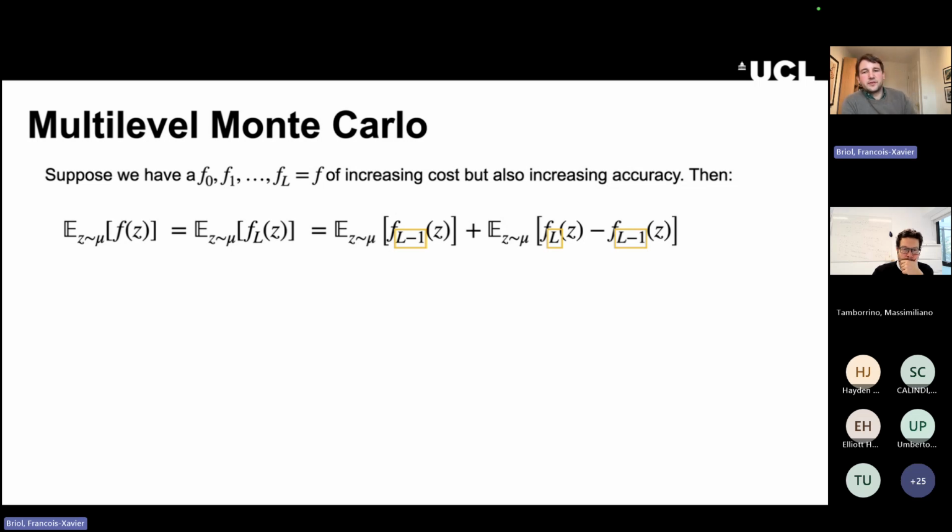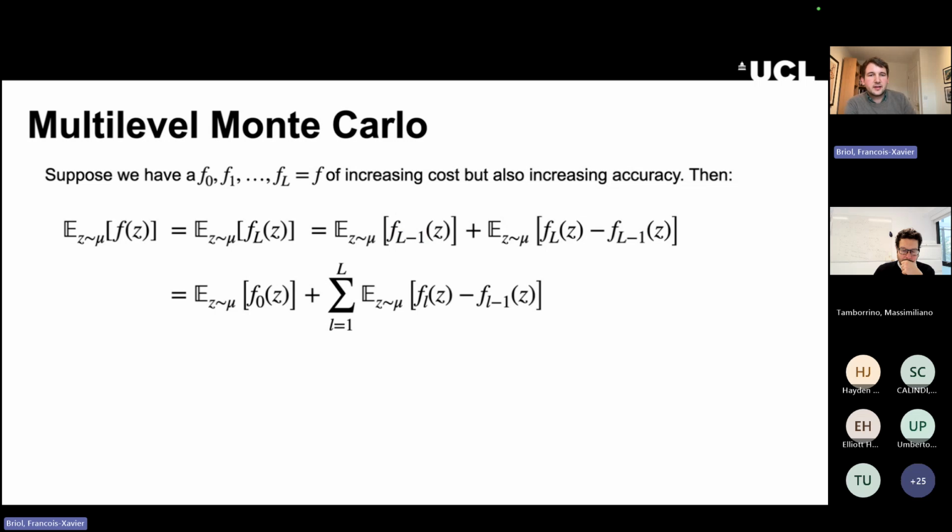So I've kept one of the FL-1 in the same expectation as FL, and the other one's been put at the front. Okay, so that's just linearity of expectations. Now, obviously, I have not just FL-1, but I have all the other ones. So I can start adding them, and I get what's called the telescoping sum. So now I've written the fact that my one expectation that I care about at the top left is exactly the same as the sum of L+1 expectations, which is what I have written now.